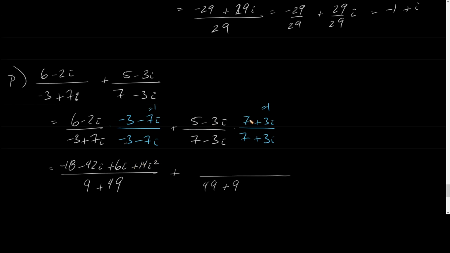The other one, 5 times 7 is 35. 5 times 3i is 15i. Negative 3i times 7 is negative 21i, and negative 3i times 3i is a negative 9i squared.